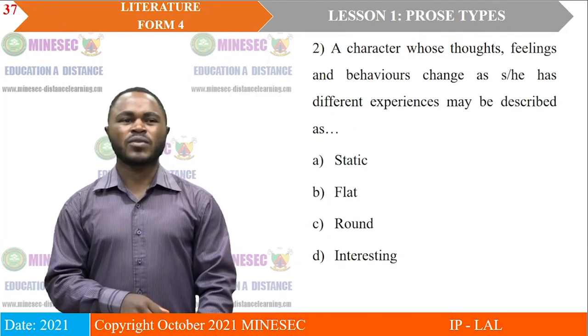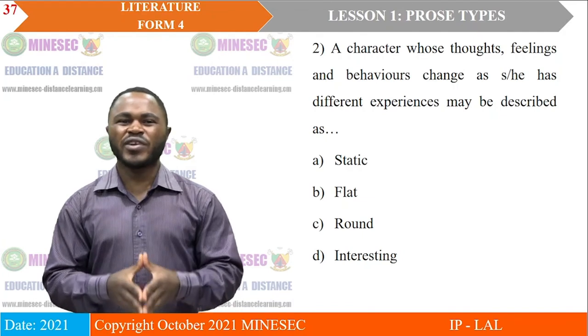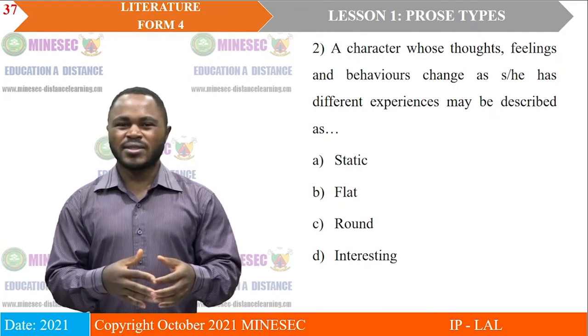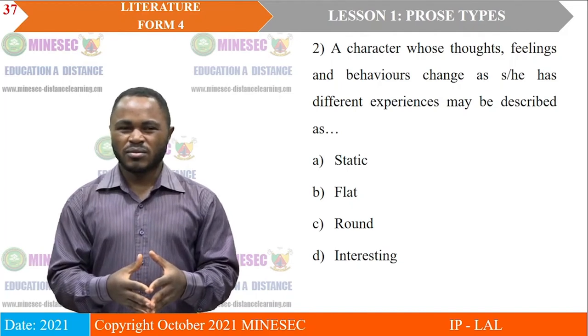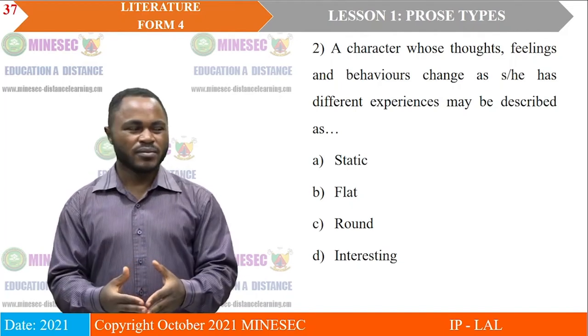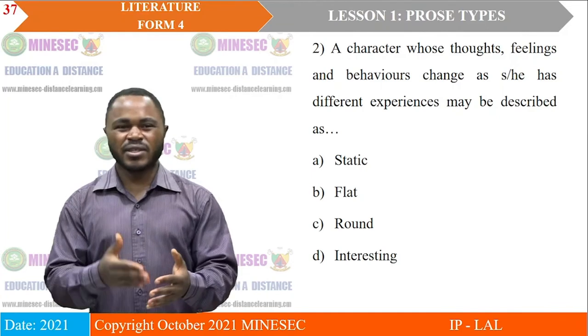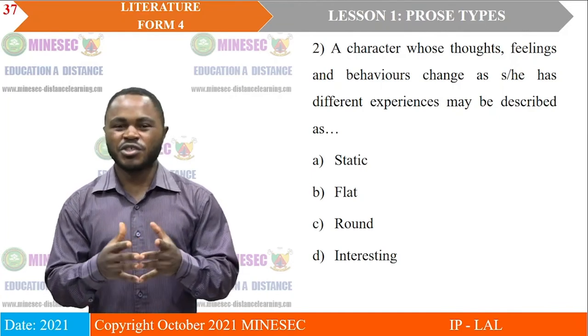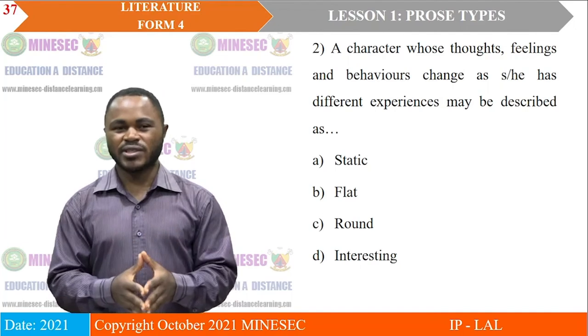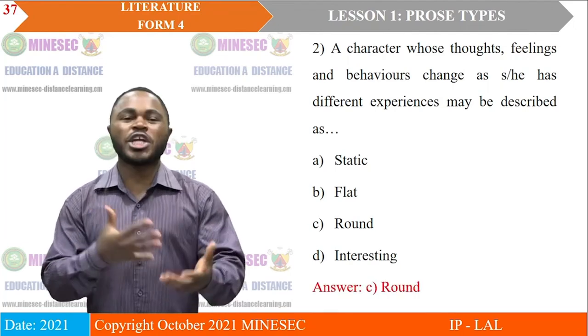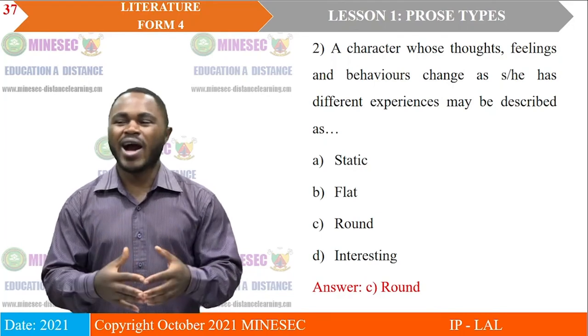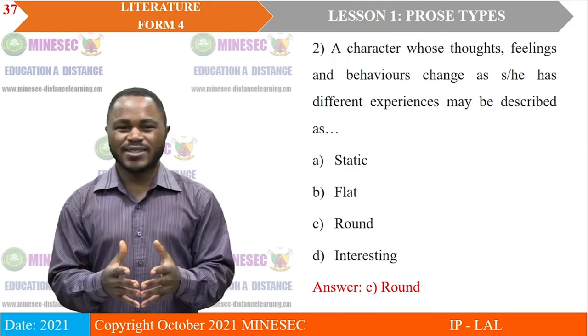Two, a character whose thoughts, feelings, and behaviors change as he or she has different experiences may be described as, so they are affected by what happens to them. Are these A, static characters, B, flat characters, C, round characters, or D, interesting characters? Obviously, characters who change, who evolve, are round characters. They are not static, they are not flat.